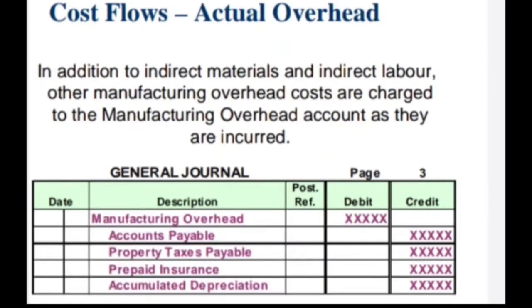So before applying the manufacturing overheads to the job, we must see the entry while incurring the manufacturing overheads. Whenever you incur any of the expenses other than direct material and direct labor, what will you pass the entry? Say we have other expenses like accounts payable, where you have purchased or you have to pay something on account. Then you have property taxes payable, which belongs to the factory. Then you have prepaid insurance belonging to the factory. You have accumulated depreciation, which belongs to the machines of the factory. So all these expenses belong to the factory.